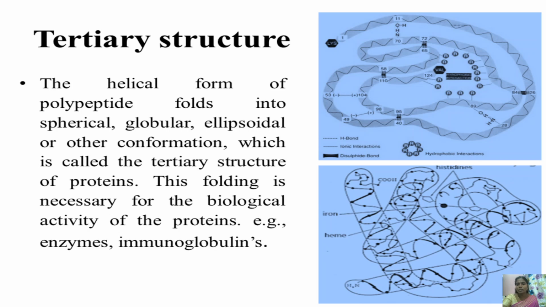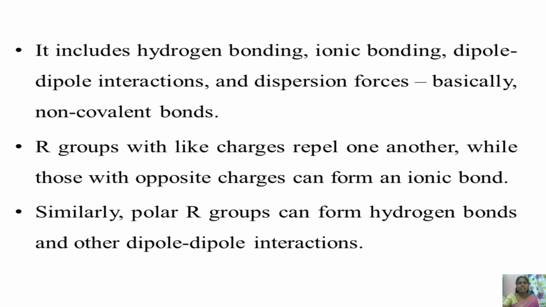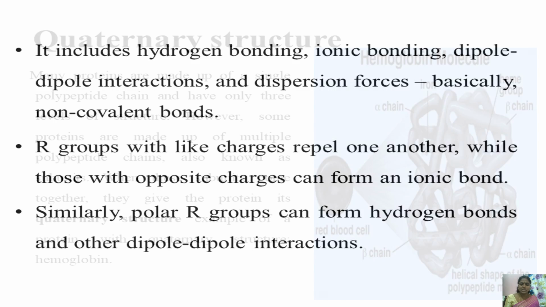Here you can see in myoglobin there are 8 helices which form the tertiary structure of a protein. And here I have also shown you the hydrogen bond, ionic bond, disulfide linkages and van der Waals forces of interaction, which contribute to the tertiary structure. It includes hydrogen bonding, ionic bonding, dipole interactions and dispersion forces, basically non-covalent bonds. R groups with like charges repel one another, while those with opposite charges can form an ionic bond. Similarly, polar R groups can form hydrogen bonds and other dipole-dipole interactions. All these forces contribute to the 3D structure, that is tertiary structure.